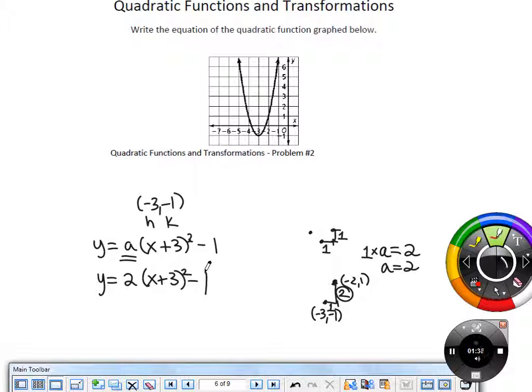Again, another way to have gotten this would be to plug in an x, y. Like you could plug in -2, 1. So -2 for x at the same time that you get 1 for y. And you should be able to solve for that a value of 2 also.